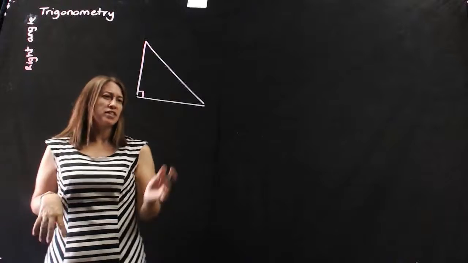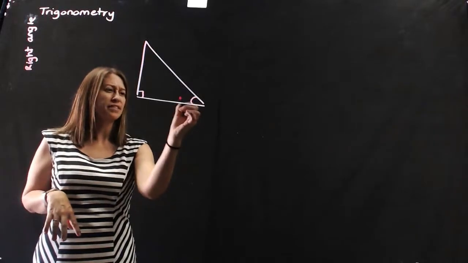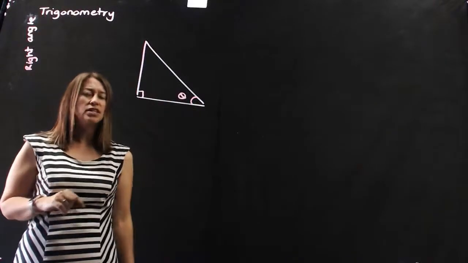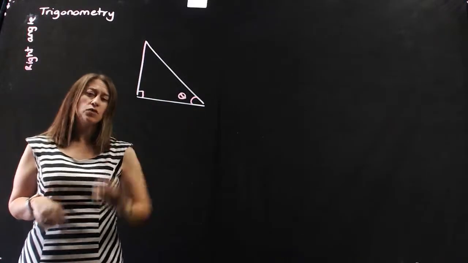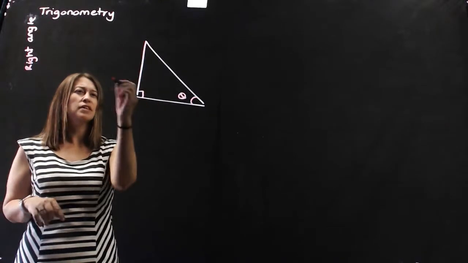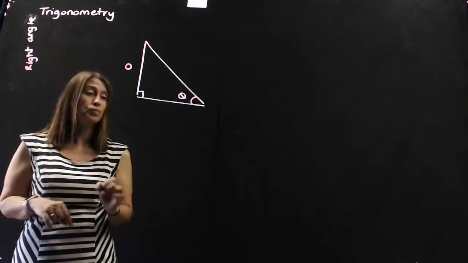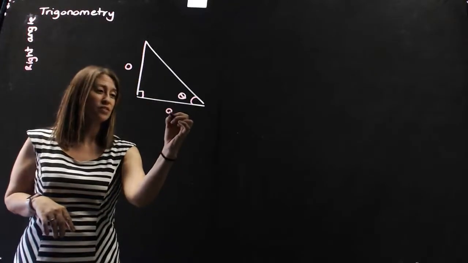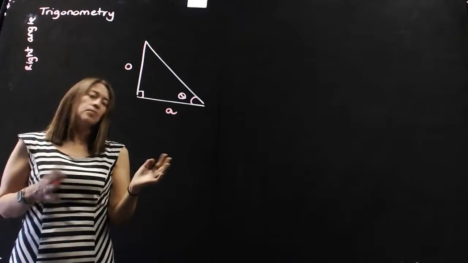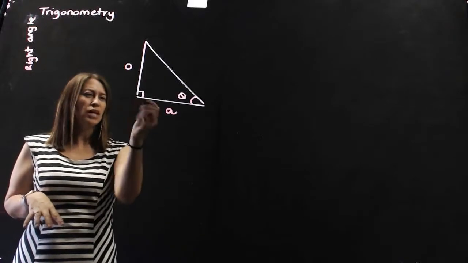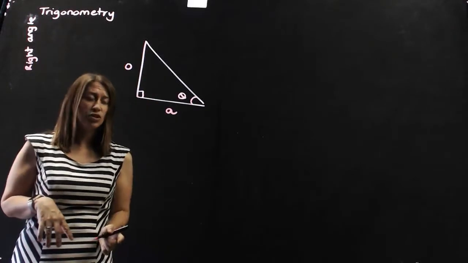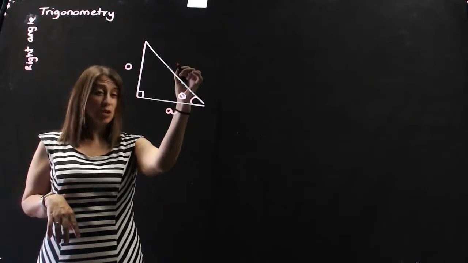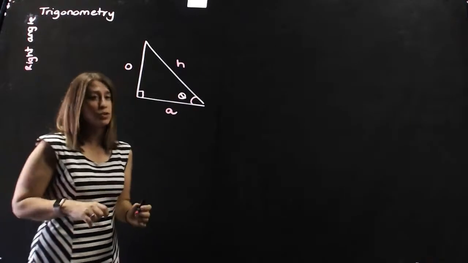When we have a right angle triangle, we have an angle theta, and the labelling of the triangle is always around the angle. So if the angle's sitting here, we would label this side the opposite, or O. If the angle's sitting here, this one's the adjacent, or A. Now, the definition of the hypotenuse is that it's the longest side on a right angle triangle, or that it sits opposite the right angle. So we label this the hypotenuse, or H for short.